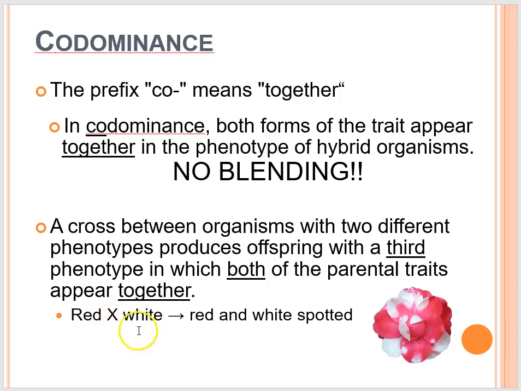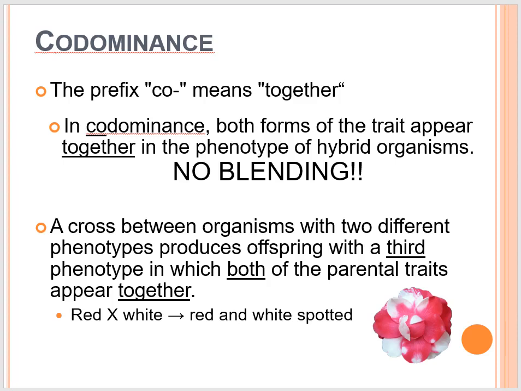So if you look down here at the bottom at the example, red and white. You put a red flower and a white flower together, does that look pink? No. Both of these traits or alleles are dominant alleles. Red's dominant, white's dominant. And neither one of them wants to give up that dominance. So instead of one giving in to the other, you're going to see both. So we have a red and white spotted flower. Both alleles are shown.